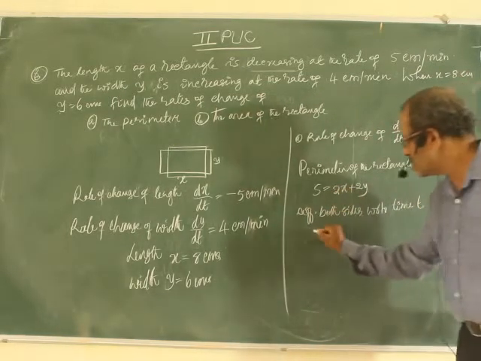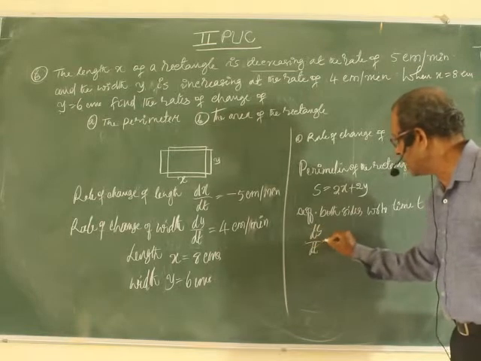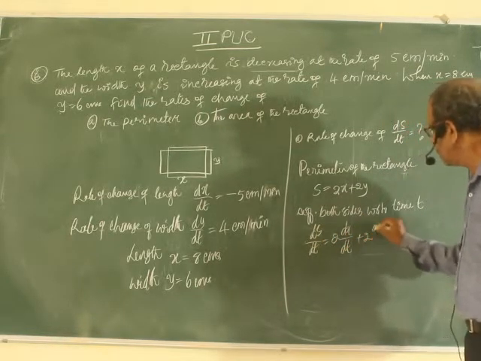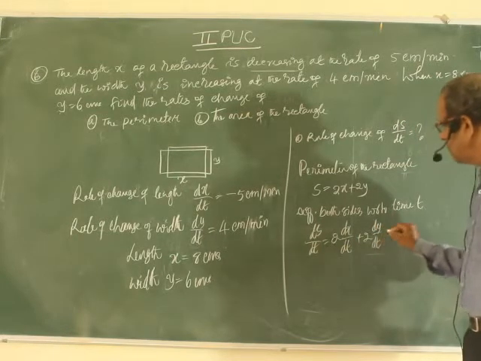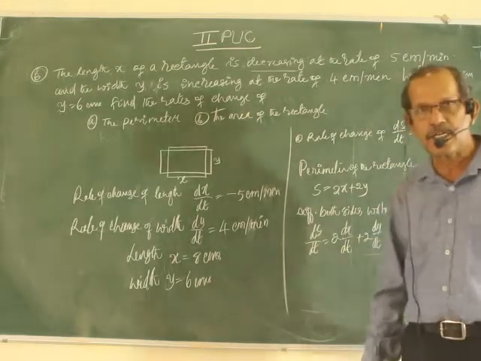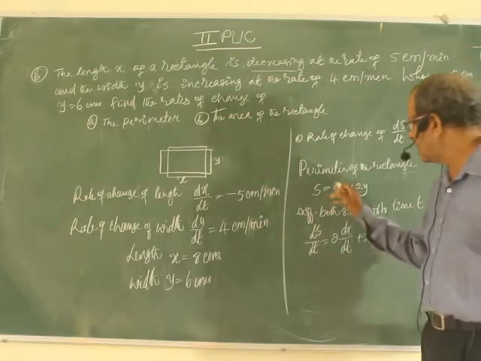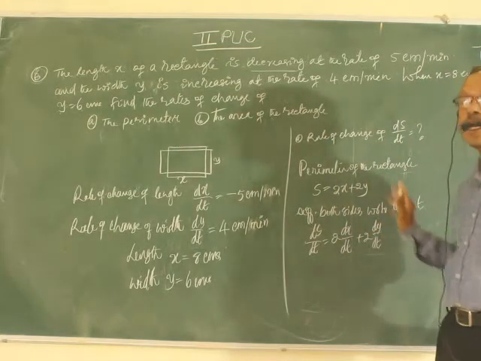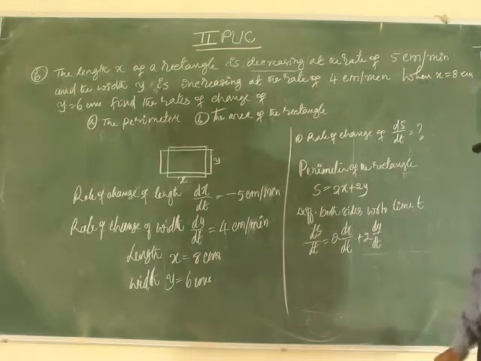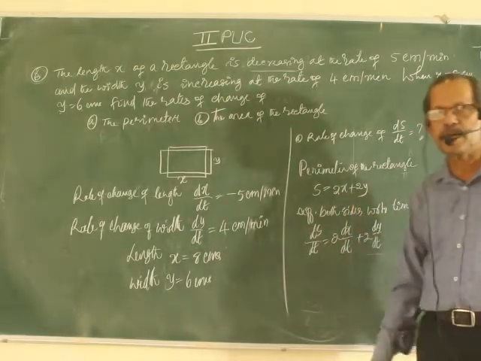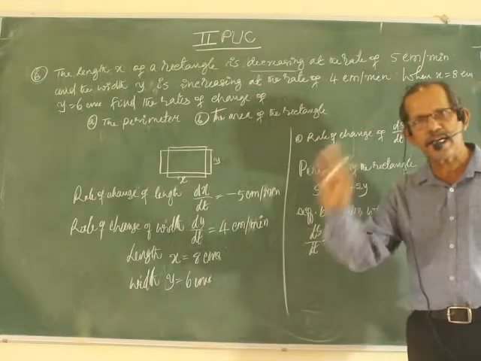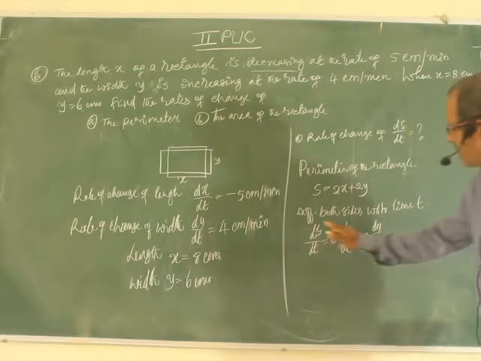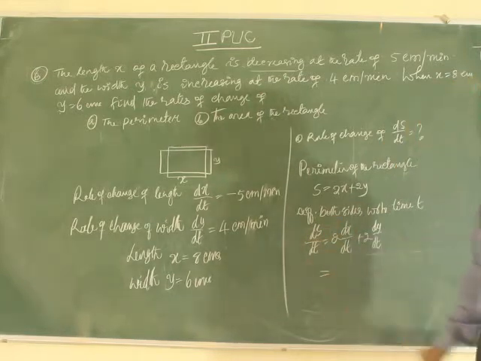You get ds by dt on the left hand side, and 2 into dx by dt plus 2 into dy by dt. Remember, you are not finding dy by dx. Here x and y are length and width. You are differentiating with respect to time t, because all the three quantities are variable. S, x, y, everything is variable. Now, the question is to find ds by dt. Leave it. Then right hand side, what about this?